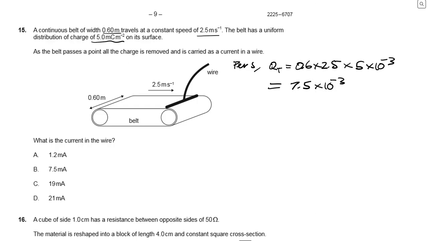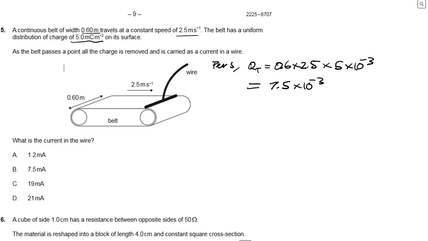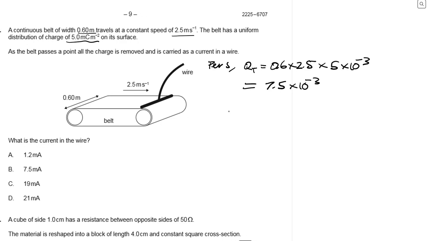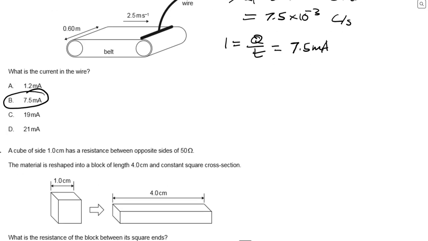Charge is removed and carried as current in the wire. What is the current in the wire? Okay, so per second, right? And what is our current? Current is charge divided by time, and we already have it per second, so it's exactly the same. So this is our coulombs per second, and coulombs per second is our amperes. That is our answer.